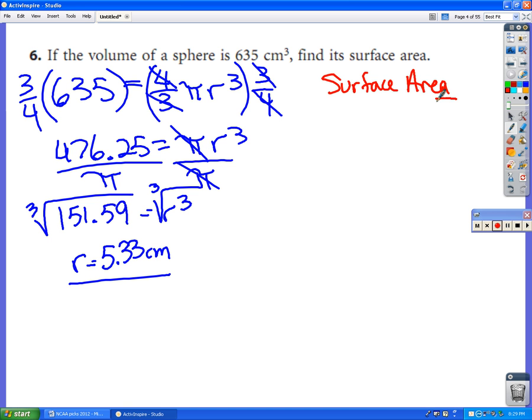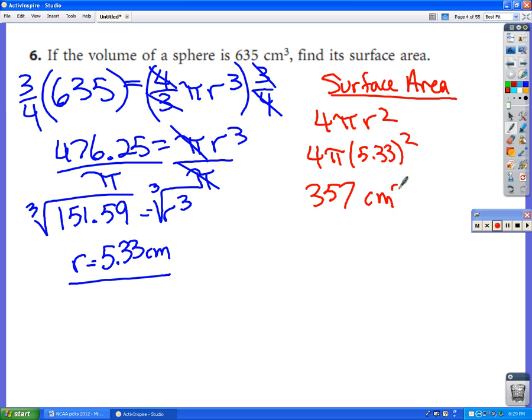So remember that our formula for the surface area of a sphere is 4 pi r squared. In this case, I know that my radius is 5.33, so all I have to do on my calculator is go 4 times pi times 5.33 squared. And when I do that, I get about 357 square centimeters, depending on how you round. Since they didn't tell us to leave pi in the answer, you could have left the pi in there if you wanted to, but this comes out pretty nice.